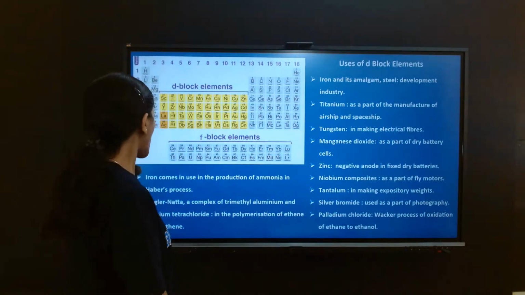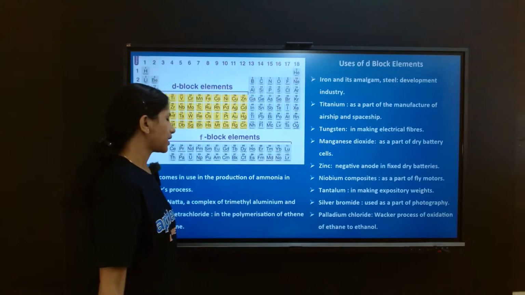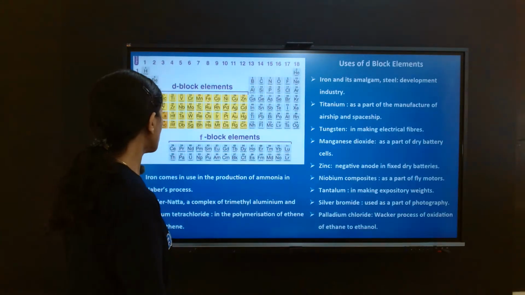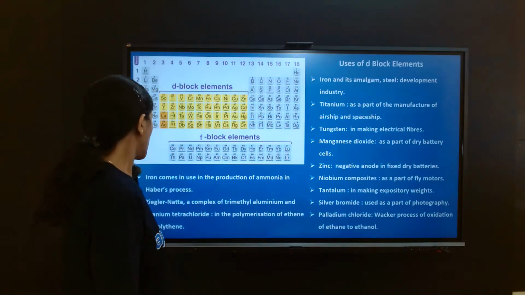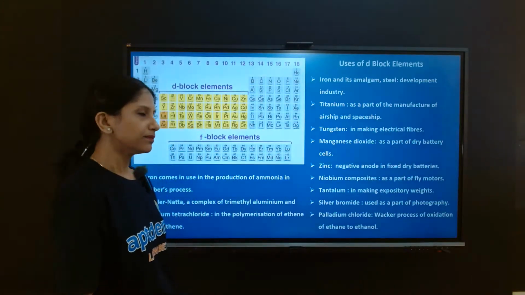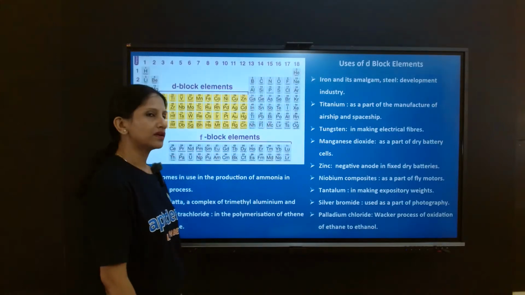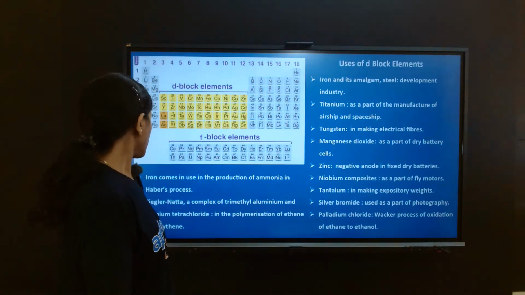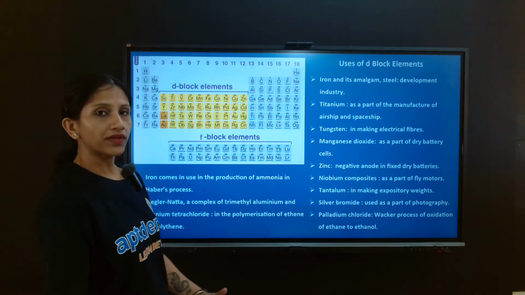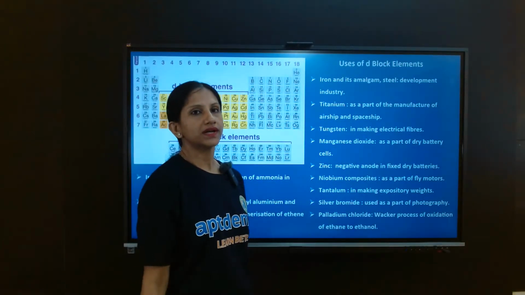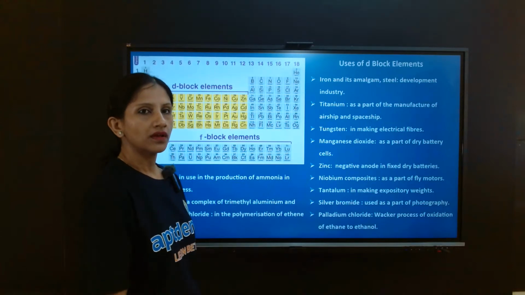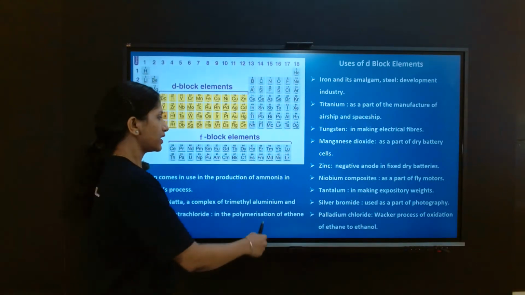Some more, iron comes in use in the production of ammonia in Haber's process. This is a very common chemical reaction, Haber's process, where iron is used in the production of ammonia. Ziegler-Natta is a very renowned catalyst, which is a complex of trimethyl aluminium and titanium tetrachloride. This can be used in the polymerization of ethene to polyethylene. So from the use of some of the elements of D block, you can understand how useful they are in our day-to-day life. Without these elements, it wouldn't be possible to deal with our day-to-day life easily.